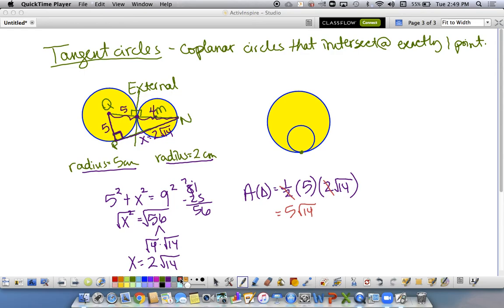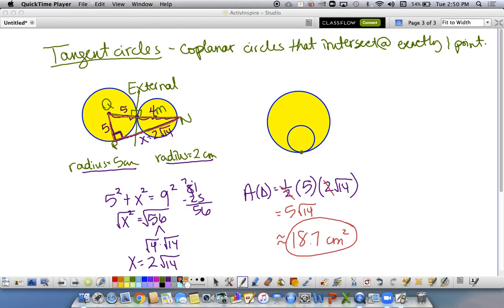If it asked me to give square roots, I would put in 5 square root of 14, and I would get 18.708, approximately. I'm just going to do 18.7. We had units. It was centimeters squared. Okay? That is the area of triangle PQN.